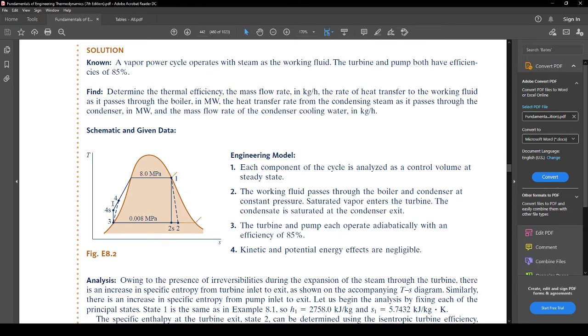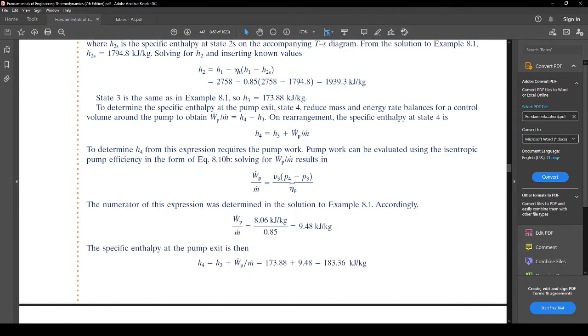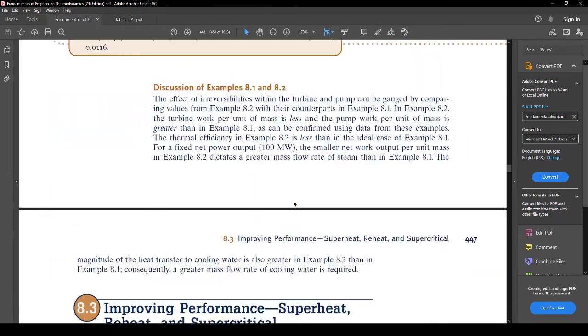Obviously, you'll have to put more energy in to get it all the way up to where you want it to be, like up here in the superheated region. But the point is that we're trying to get more out, right? So let's go back down and get back to this.